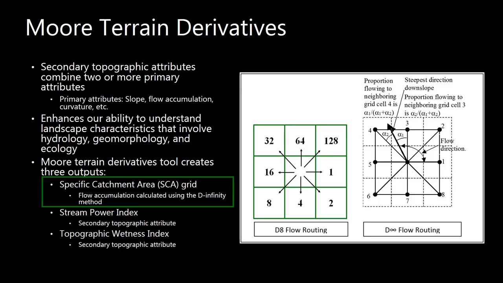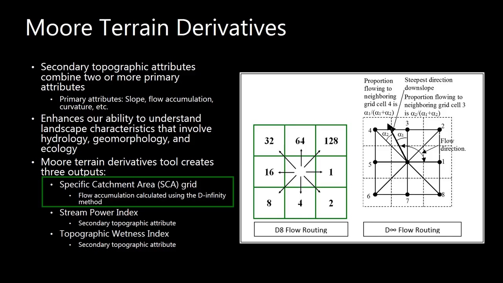Secondary topographic attributes combine two or more primary attributes, and primary attributes consist of derivatives from an input DEM, such as slope, flow accumulation, curvature, or upslope contributing area, and there's many more. But by combining these primary attributes, our ability to understand the landscape characteristics that involve hydrology and geomorphology or ecology are greatly enhanced compared to what can be gained from looking at just a single attribute.